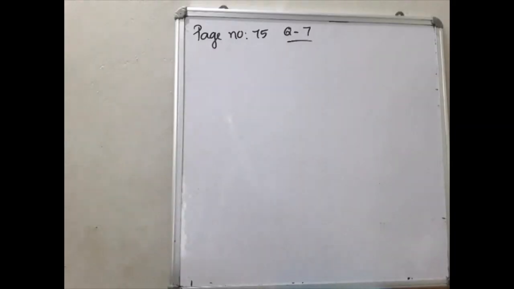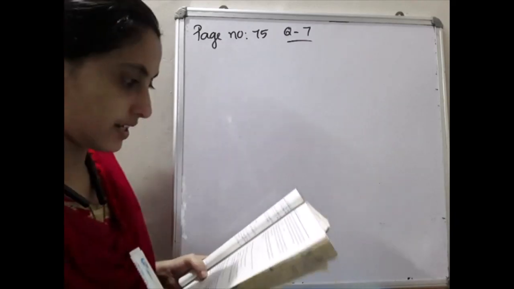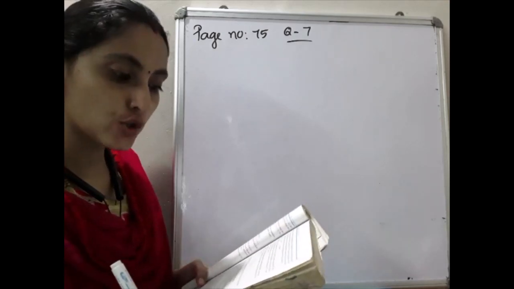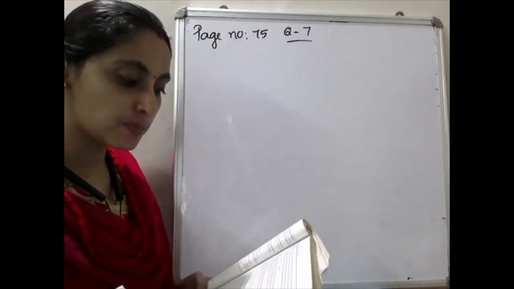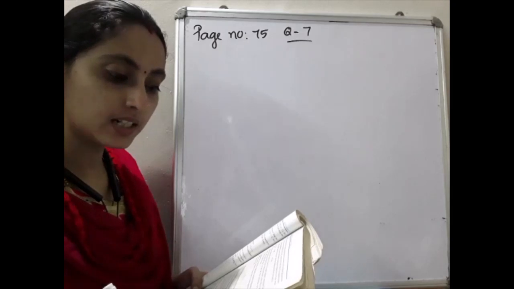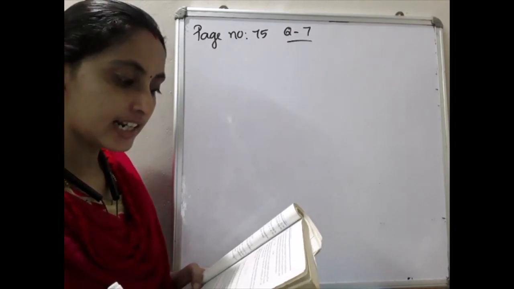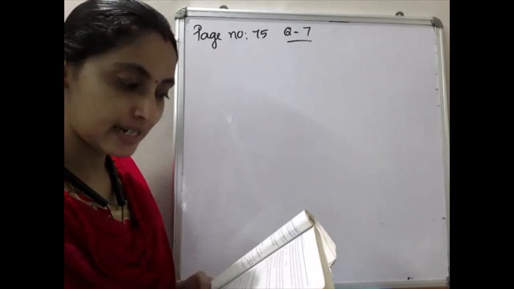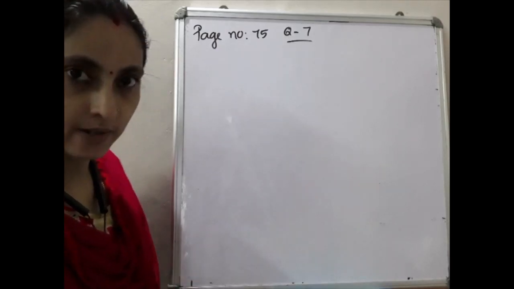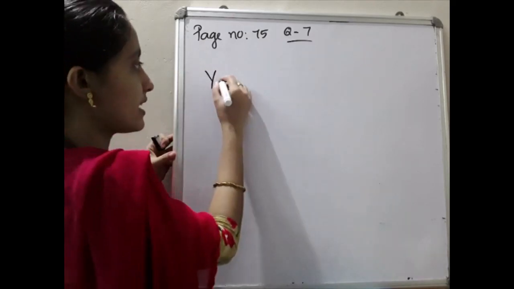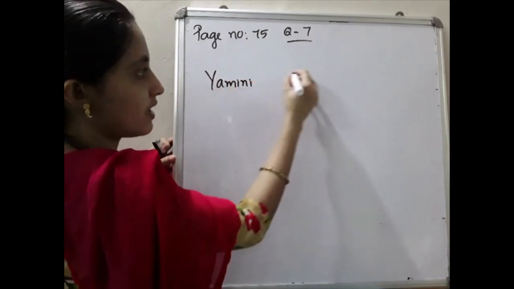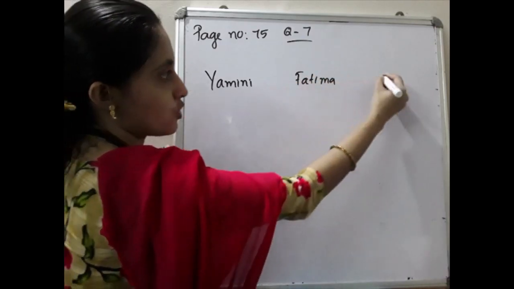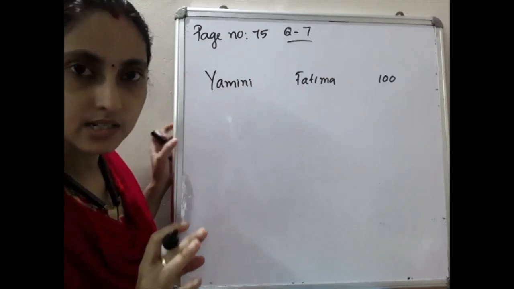Next question is page number 75, question number 7. Yamini and Fatima, two students of class 9 of a school, together contribute rupees 100 towards Prime Minister's Relief Fund to help the earthquake victims. Write a linear equation which satisfies this data. You may take their contribution as rupees x and rupees y. Draw the graph of the same. That is two students. One is Yamini and the another one is Fatima. Okay. Together contributes what? How much rupees? Rupees 100 to the Prime Minister's Relief Fund.